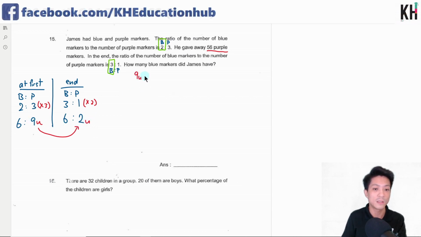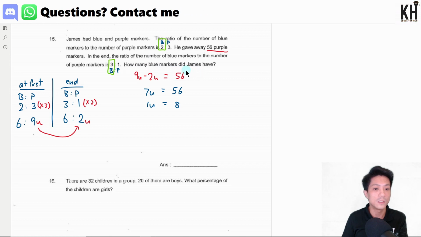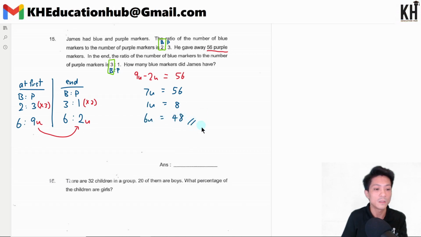Which means that 9 units minus 2 units will be equal to the 56 that's given away. So 7 units is equal to 56, which means that 1 unit will be equal to 8. The question is asking for how many blue markers did James have. So blue markers will be 6 units, that will be 48. Remember to take the 6 units and not the 3 or the 2.